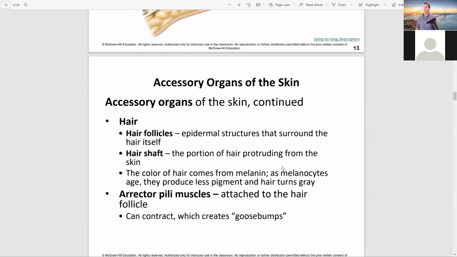Okay, moving on to hair. So hair follicles are epidermal structures that surround the hair itself. And then there's the hair shaft, the portion of hair protruding from the skin. And the color of hair comes from melanin, and as melanocytes age, they produce less pigment and hair turns gray. And then the erector pili muscles are attached to the hair follicle, and these can contract to extend the hair and this creates the feeling of goosebumps.